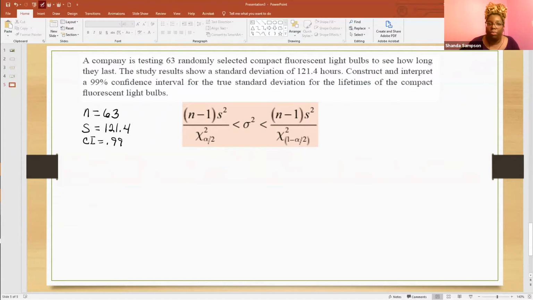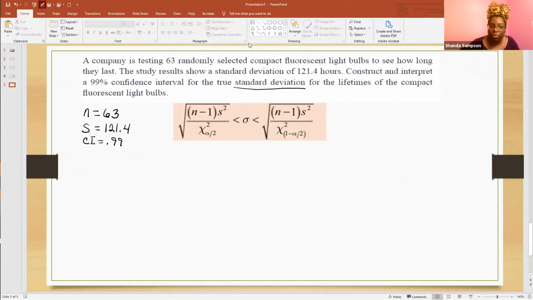So here's our formula, because they said find and interpret the interval. Here's the formula for standard deviation. And I always check, we need N, we need S, and we need chi-square. So let's figure out our chi-square. Chi-square is alpha over 2. We need to figure out alpha. So alpha is going to be equal to 1 minus 0.99, which is 0.01. So 0.01 over 2 is 0.005. So chi-squared 0.005.